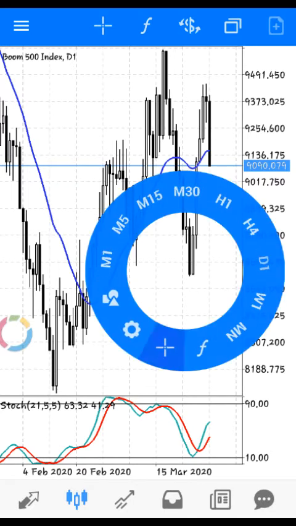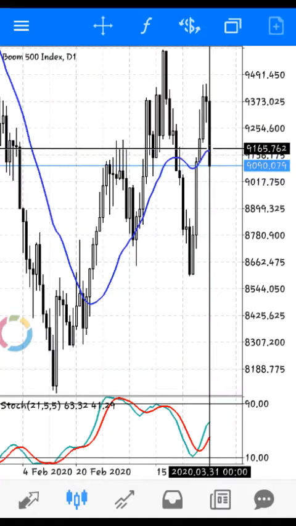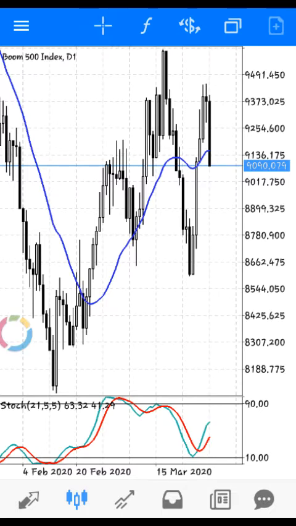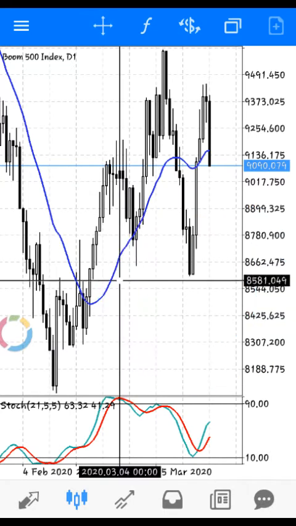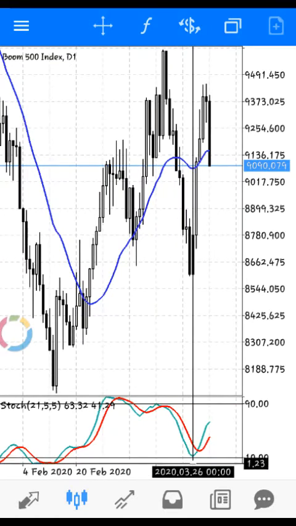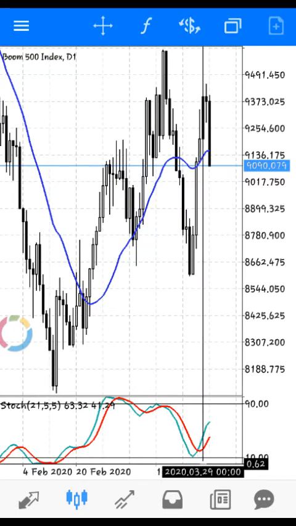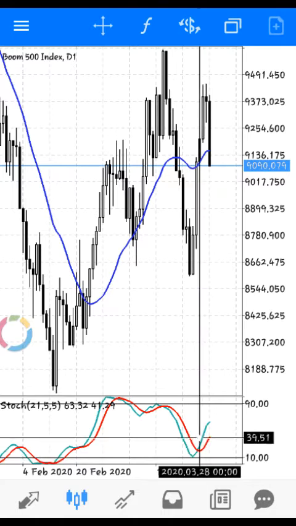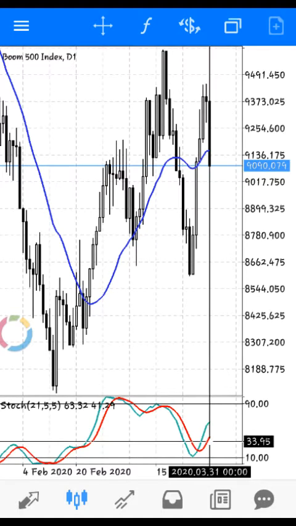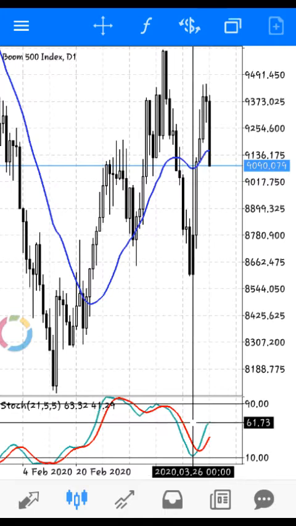So, for example, for today, being the 31st of March 2020, from the moving average, we saw that we are above it. So chances are we're looking for price to continue the rise up, unless it suggests otherwise. Then, looking at our stochastics, we had a cross here, of which price still has potential for the up move.